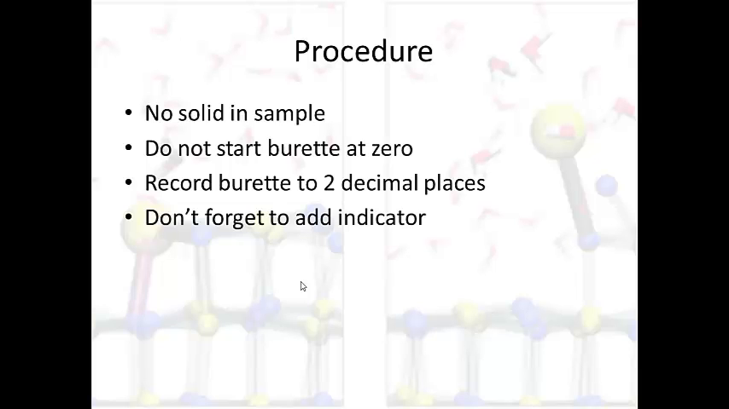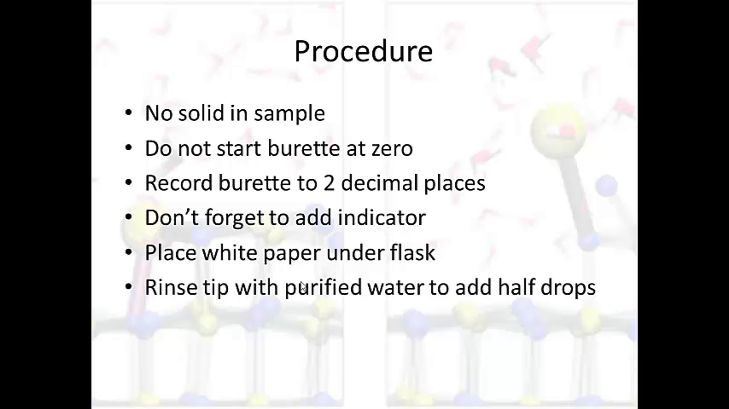Make sure you don't forget to add indicator, because you'll never see a color change. It's a good idea to put a piece of white paper underneath your flask, so bring one of these to lab so that you can see the color change easier. There's a method that you can add half a drop from your burette. If you let your burette out just a little bit, you will have a hanging drop there that doesn't quite go down. You can rinse the tip of the burette with purified water with your squirt bottle and rinse half a drop so that you can get very, very small amounts. You can add very small amounts to get to your end point.